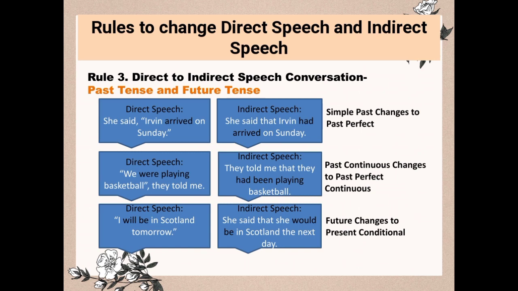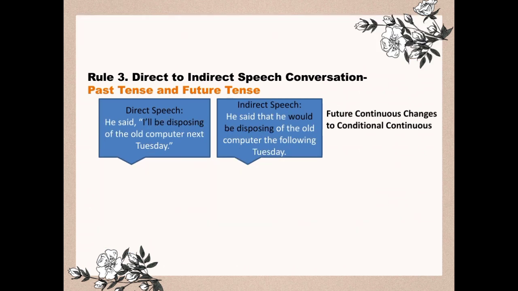Future changes to present conditional. I will be in Scotland tomorrow. That is a future. Then it changes to present conditional. She said that she would be in Scotland the next day. So rule number 2 and number 3 talk about the tense of the verb. Now, if you are familiar with or memorize those tenses, you are now able to change the direct speech to indirect speech when it comes to tenses. Next is the future continuous changes to conditional continuous.